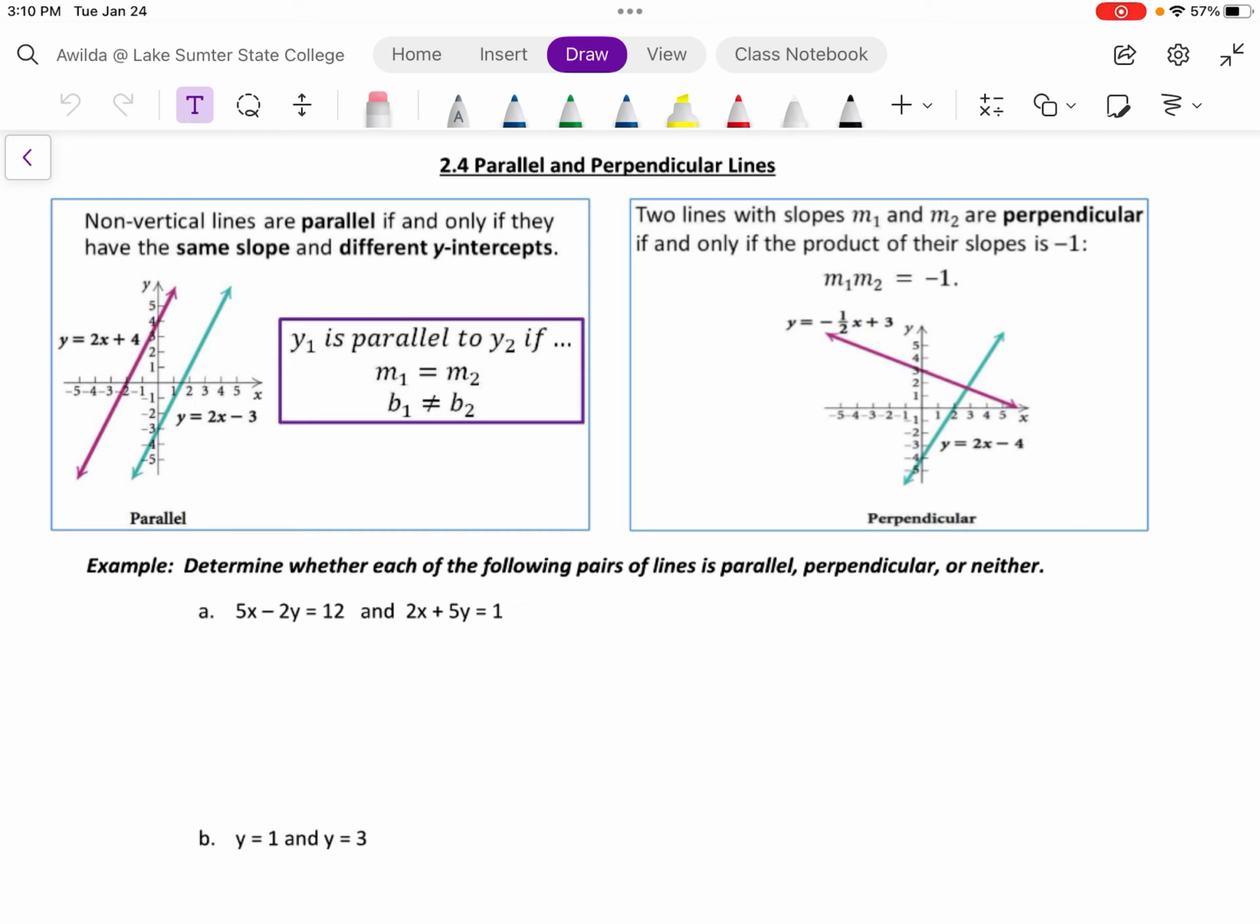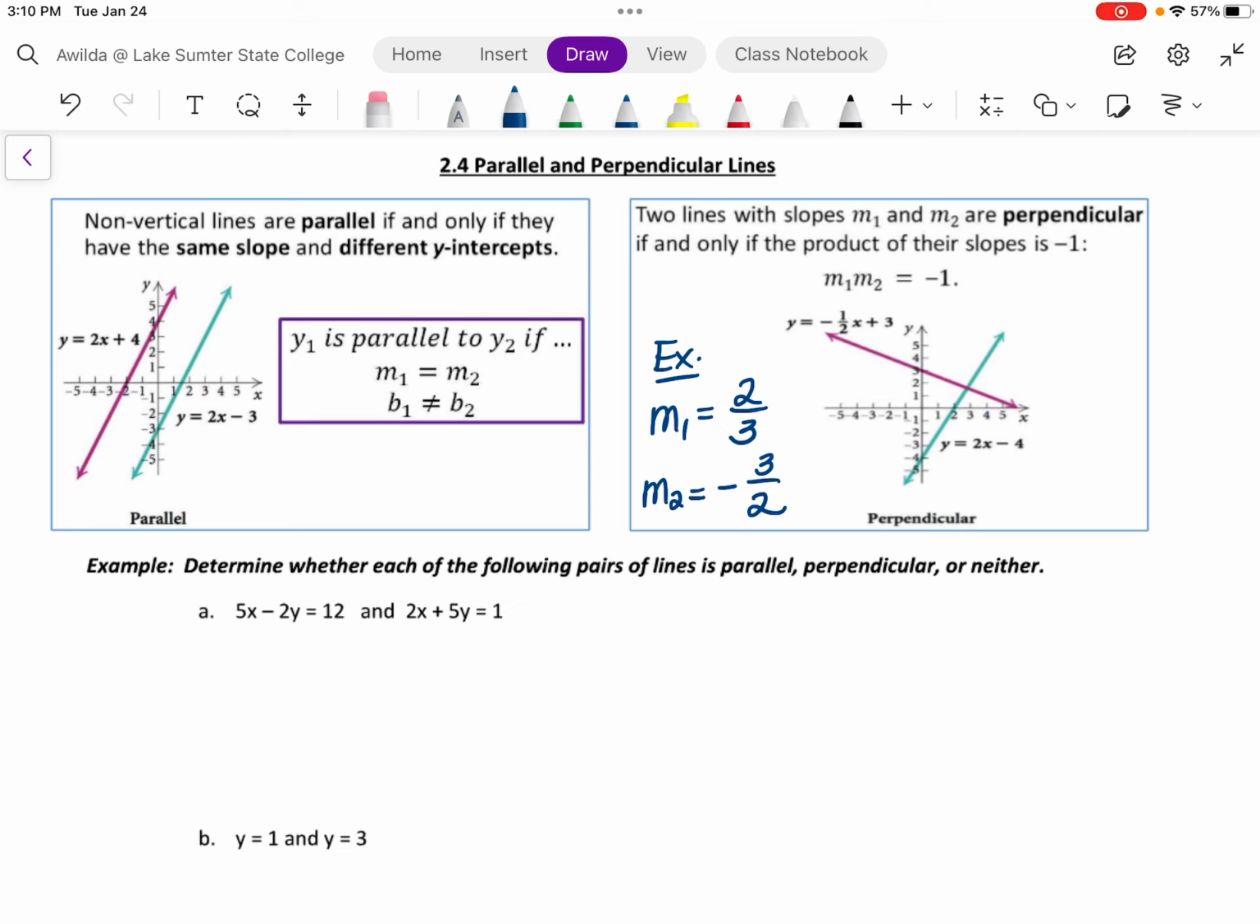How do we know if the product is -1? Well, there's an easy way to check. If the slopes are opposite reciprocals of each other. So for example, if you have one line with a slope equal to positive 2/3, then a line that is perpendicular to that one would have to have a slope equal to -3/2. So notice that the two slopes have opposite signs and that the magnitudes are reciprocals of one another.